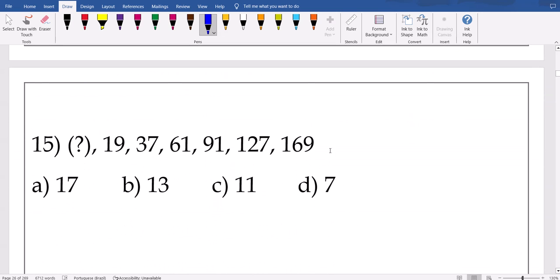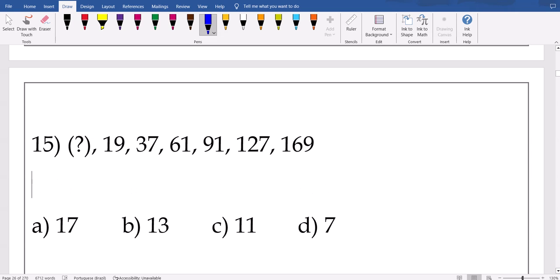Now the first term is unknown here. Many may think this is related to prime numbers and all, but 91 is not a prime number. 91 is remaining, might be okay. 19 is a prime number, 37, 61 okay, but 91 is not a prime number. This is not prime number related. In fact, 169 is 13 square, not a prime number. So it's a slow increasing model.